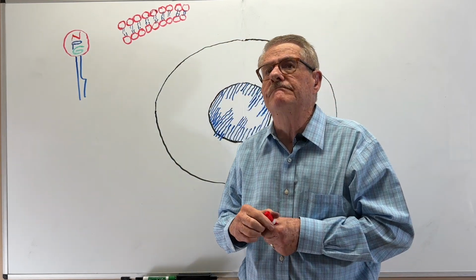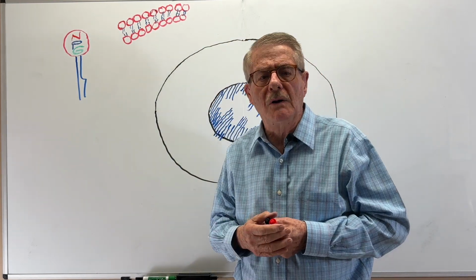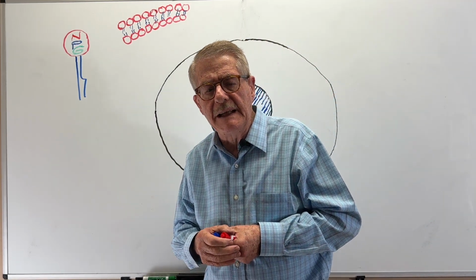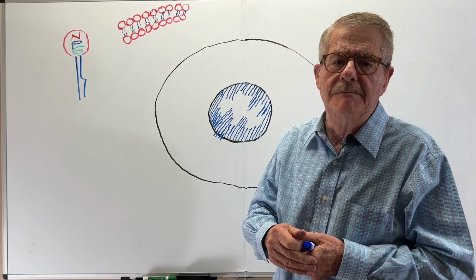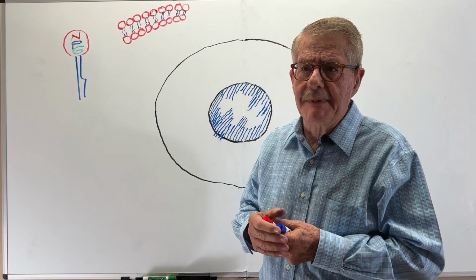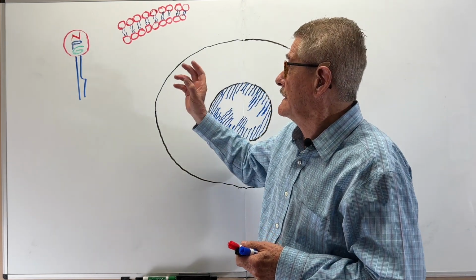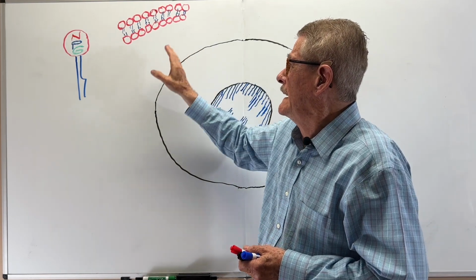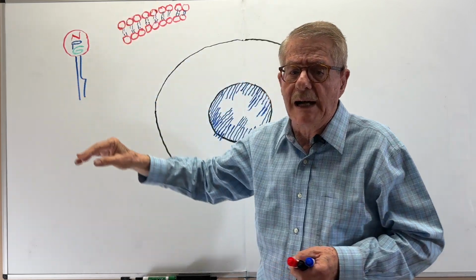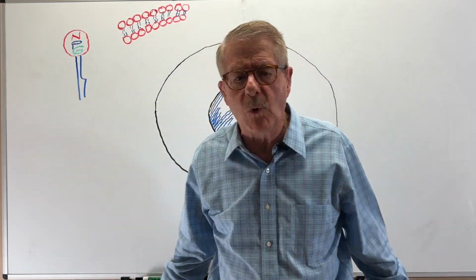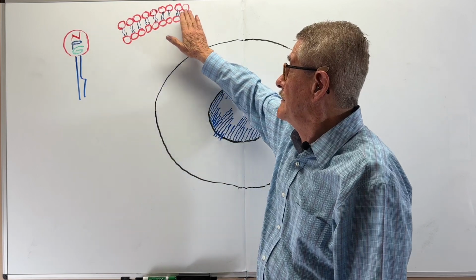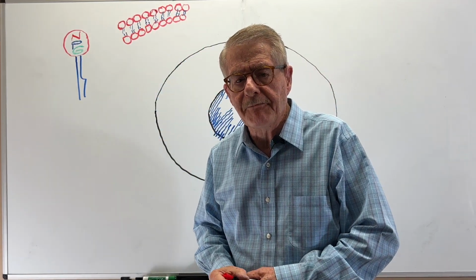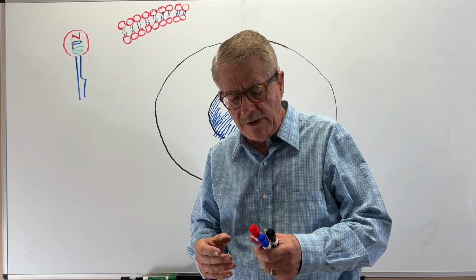Now, this was discovered almost over 50 years ago by Singer and Nicolson, the fluid mosaic model, and it tells you that these structures are very functional. The inner and the outer portion are hydrophilic, so they love water, and the central portion, the area of the fatty acids, is hydrophobic.